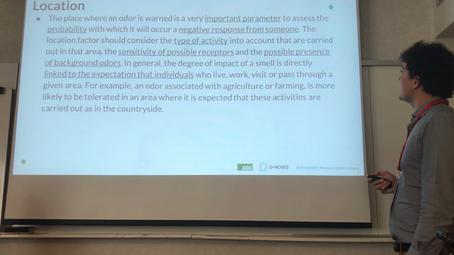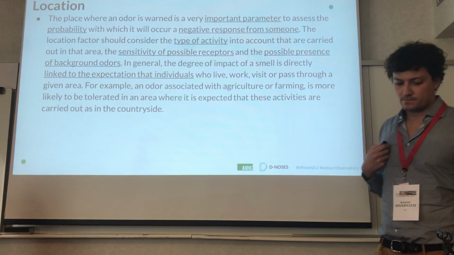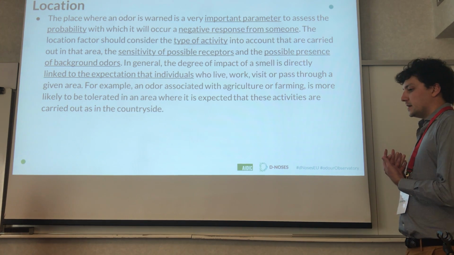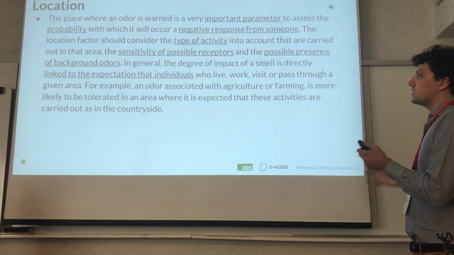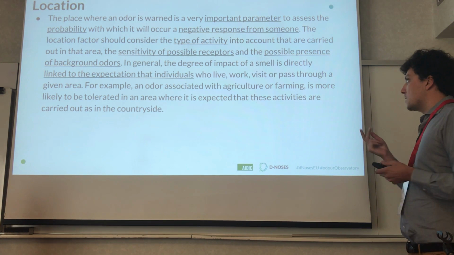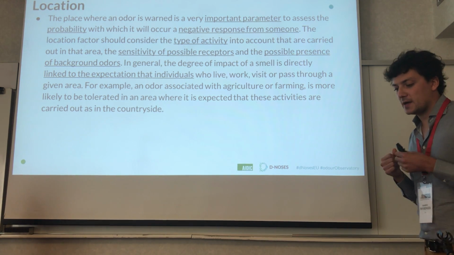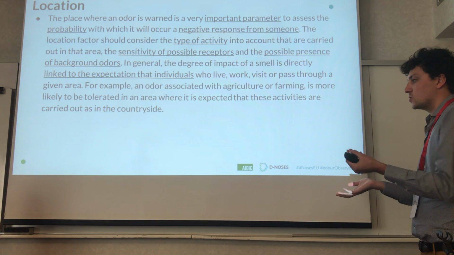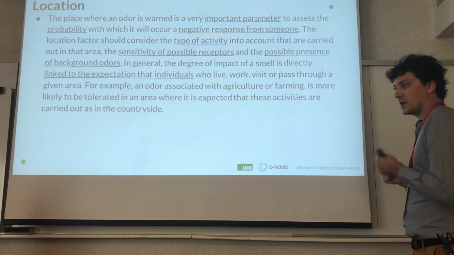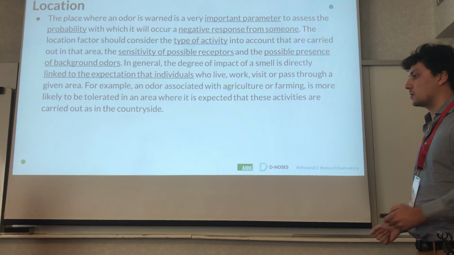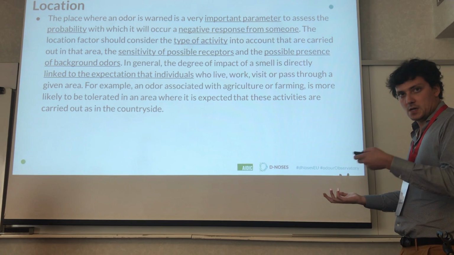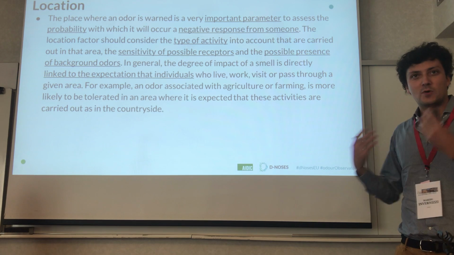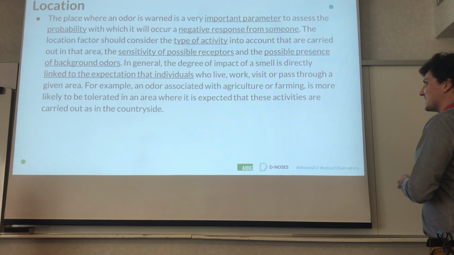Let's go quickly. Location. The nuisance perceived by a receptor is linked to the location, usually in at least 2 ways. One, who I am and how sensitive I am to nuisance. Of course, if I am a healthy young man with no problems, probably I can accept an odor nuisance, but if I am a pregnant woman, I am more sensitive to all these kinds of problems.